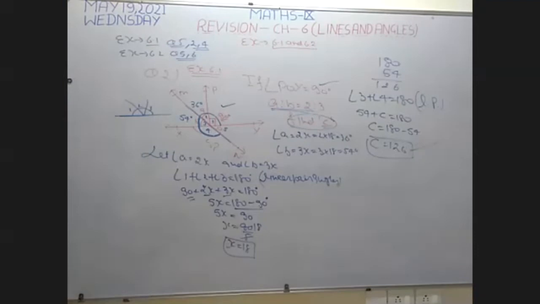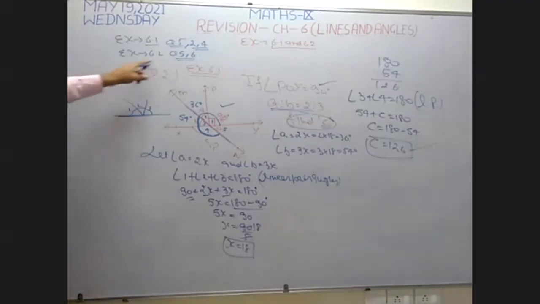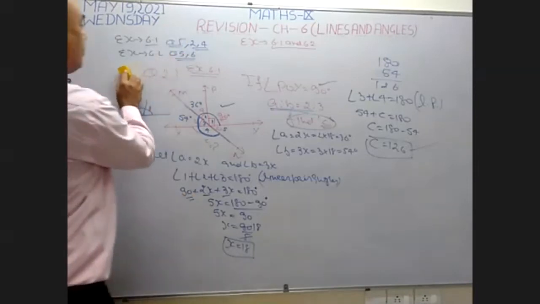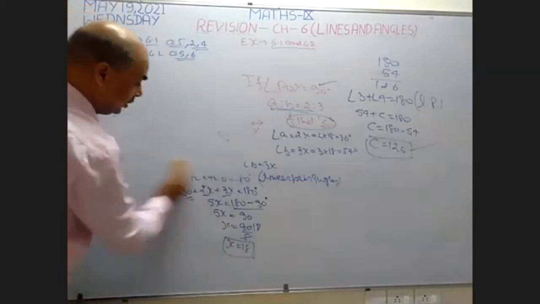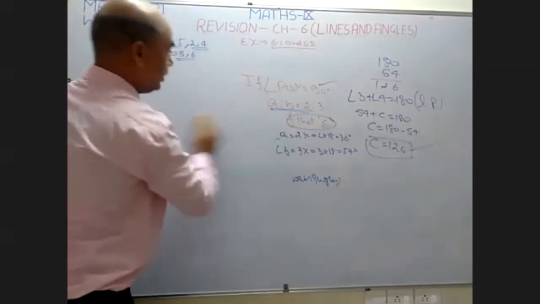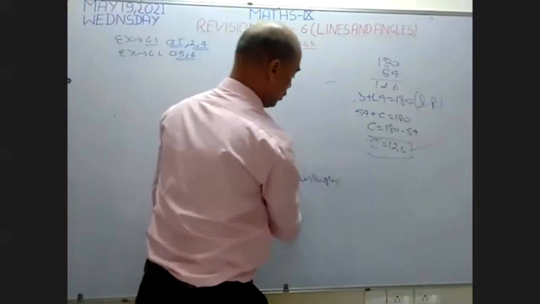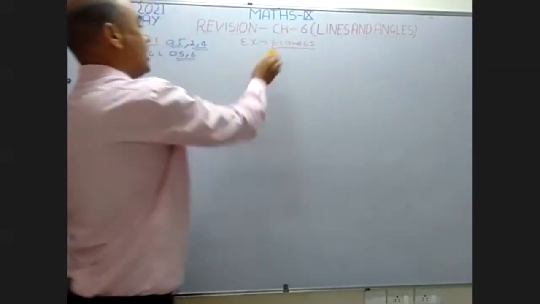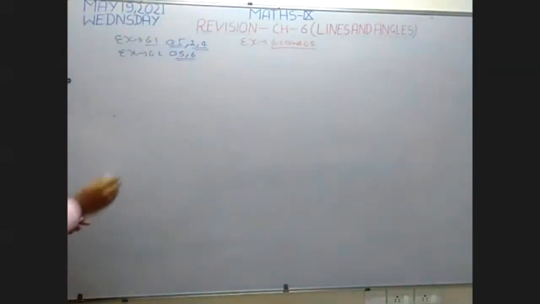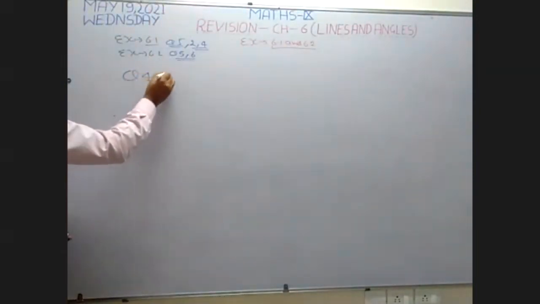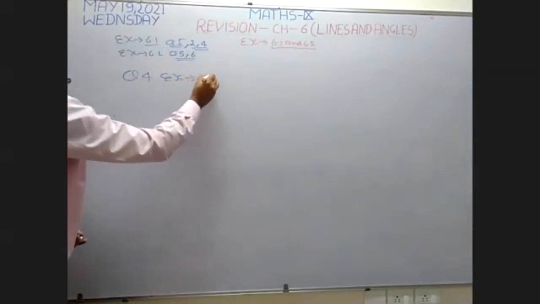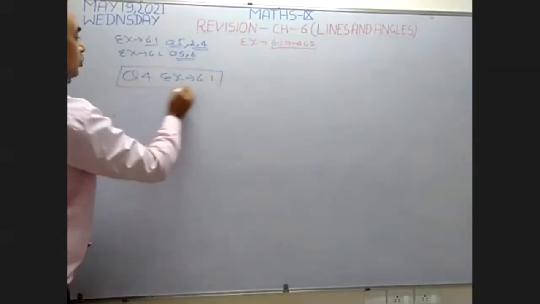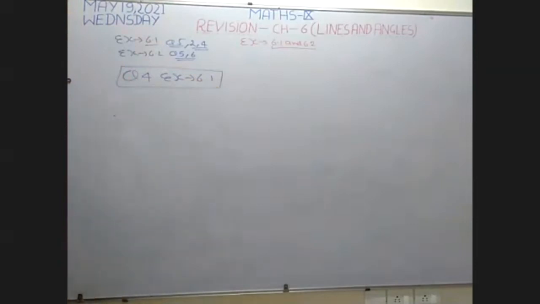I'm going to solve the next question. Question number 4. Now read the statement from your book. What is given in question number 4? Read the statement, beta. I'm going to solve question number 4 of exercise 6.1. This is the doubt asked by the student.